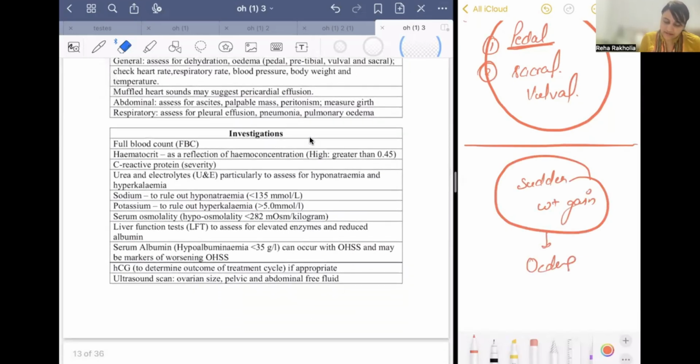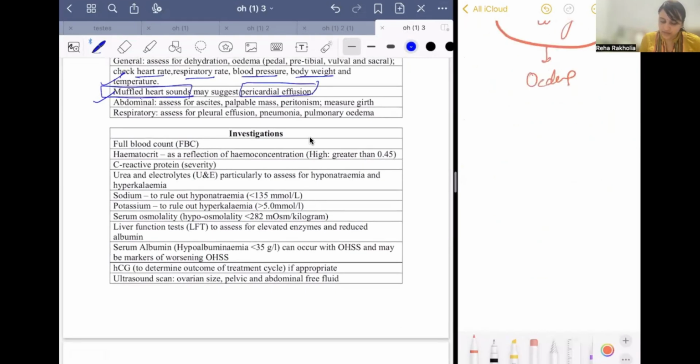We'll check heart rate, respiratory rate, blood pressure, body weight, and temperature. We'll look for if there is muffled heart sound. This may suggest pericardial effusion. Abdominal, we'll look for ascites, palpable mass, peritonism, and we can measure girth of the abdomen. And for respiratory, we'll look for if there is a pulmonary pleural effusion or pneumonia or pulmonary edema.